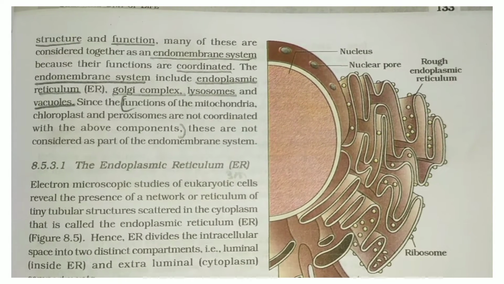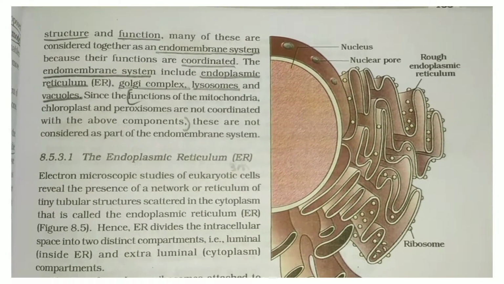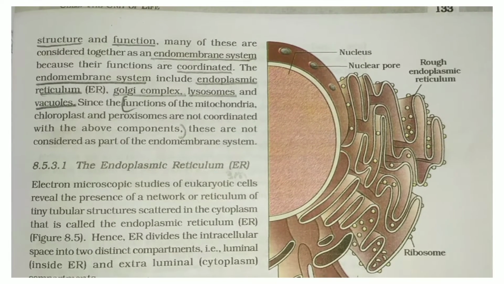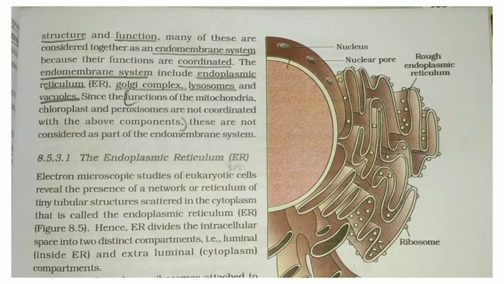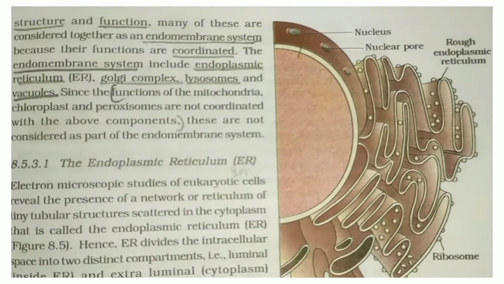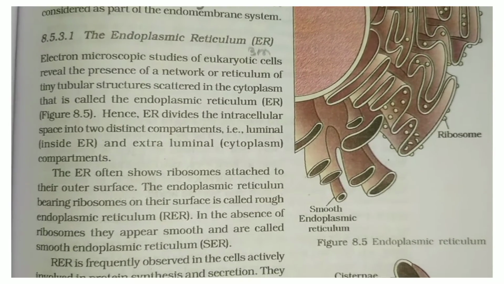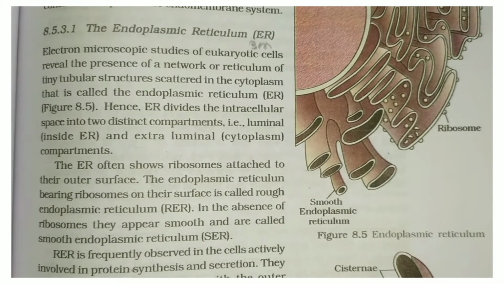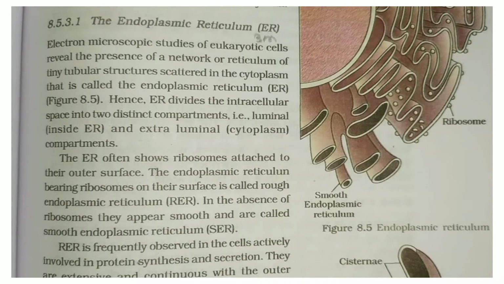The endomembrane system consists of endoplasmic reticulum, Golgi complex, lysosomes, and vacuoles. The functions of mitochondria, chloroplast, and peroxisomes are not coordinated with the endoplasmic reticulum, Golgi complex, lysosomes, and vacuoles. These are not considered as part of the endomembrane system. Now let us study the different components of endomembrane system in detail. Starting with the endoplasmic reticulum.